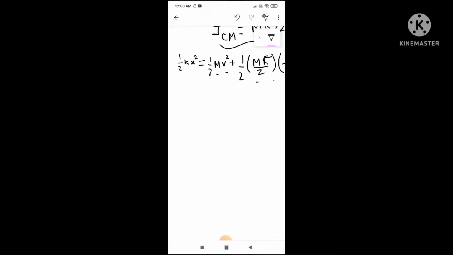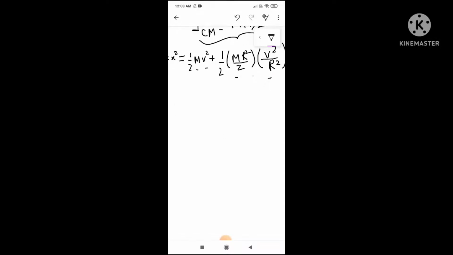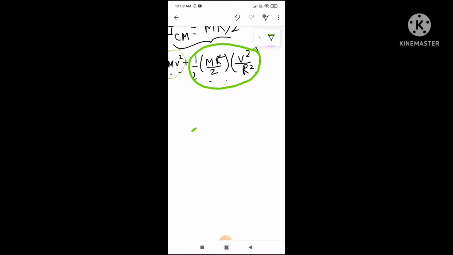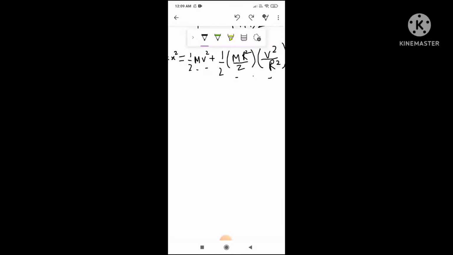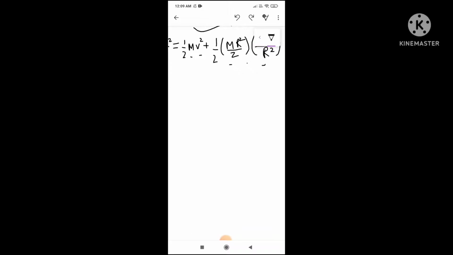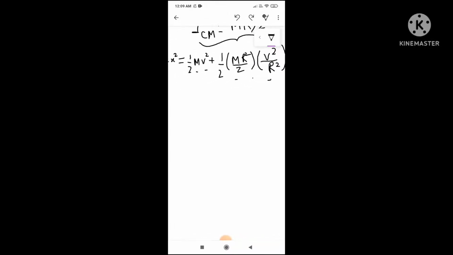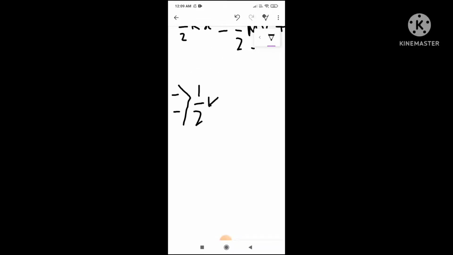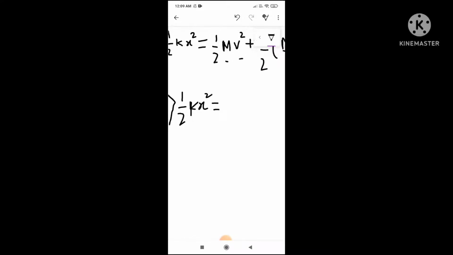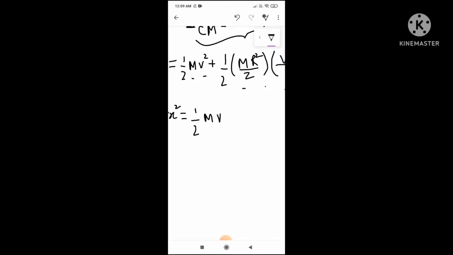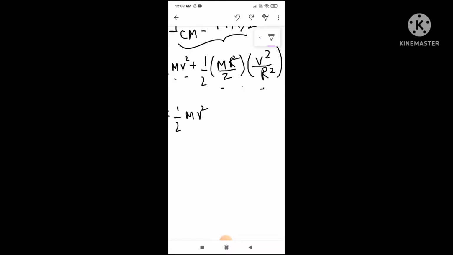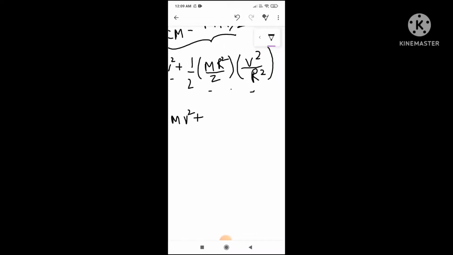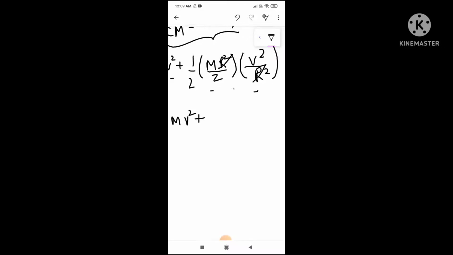If we simplify this, now observe, before I proceed further, that this is our translational kinetic energy, and this is our rotational kinetic energy. That is what I want to say. Now I proceed. If I simplify this, how much are we getting? We are getting something like this: half kx square equals half mv square plus, the r's cancel, basically mv square by 4.